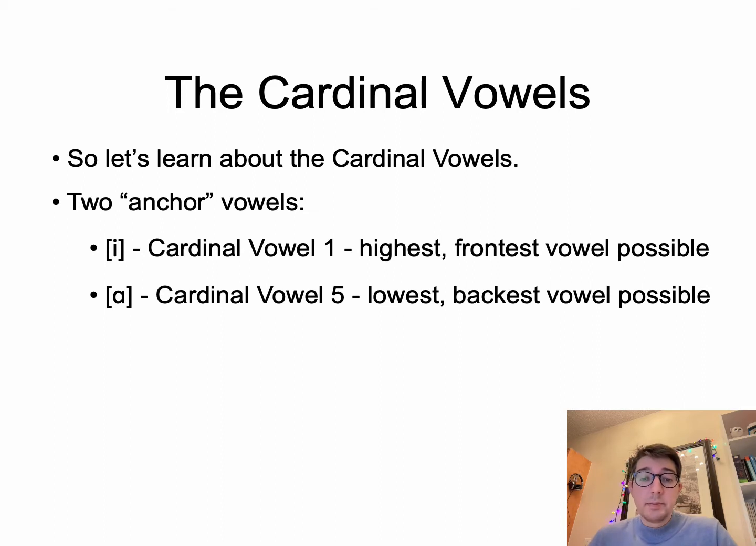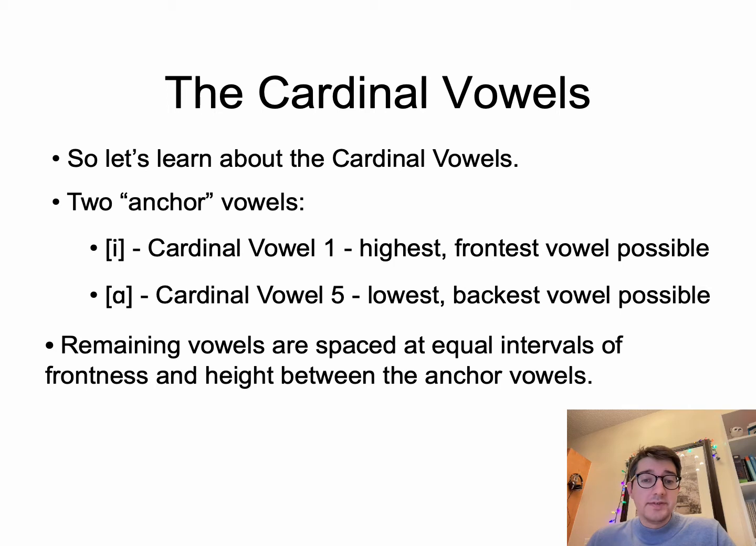Cardinal vowel number 5 positions the tongue as low and as far back as possible when the jaw is open wide. You have to nearly swallow your tongue to make this one. So you use [ɑ], and then I'm producing some kind of fricative or pharyngeal sound back down in the throat. So you would say [ɑ] as much as possible. One of the things about these vowels is that the remaining vowels are spaced at equal intervals, which I will show later, of frontness and height between the anchor vowels.